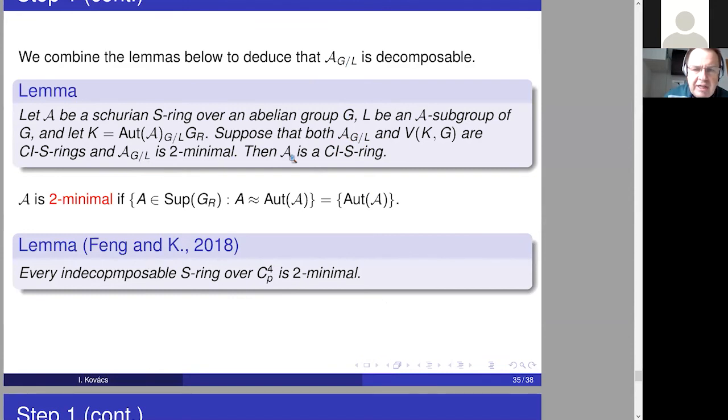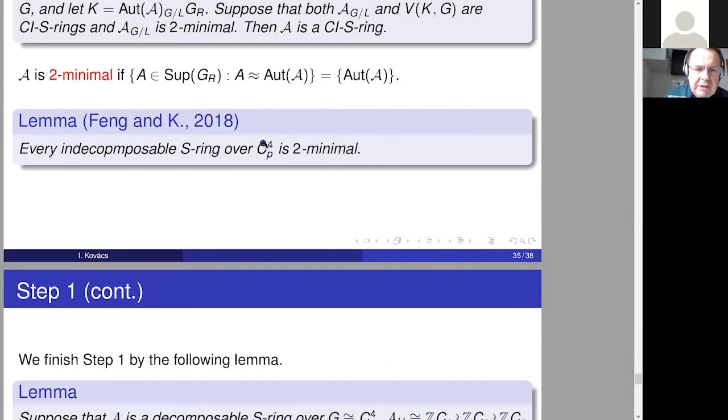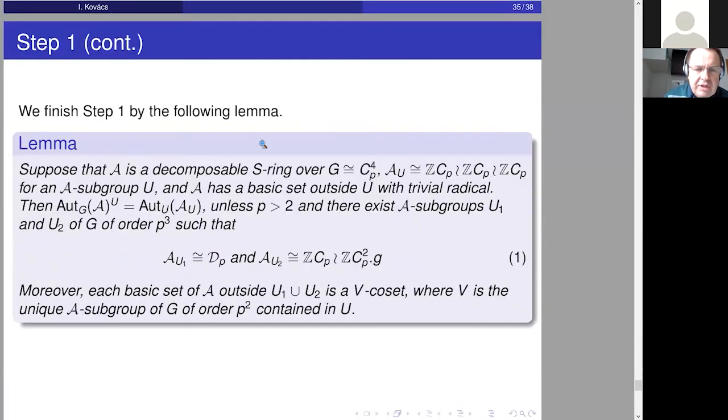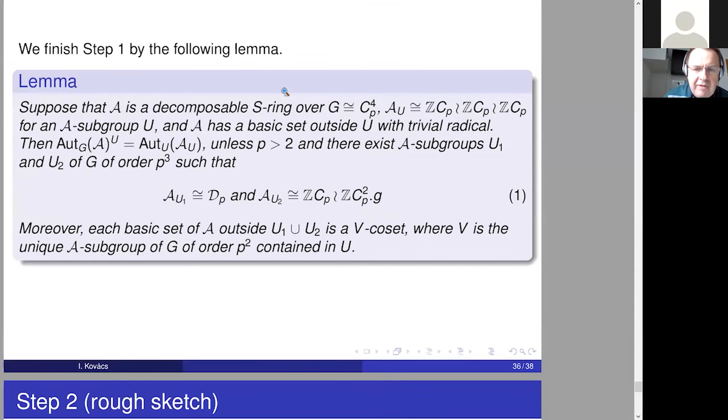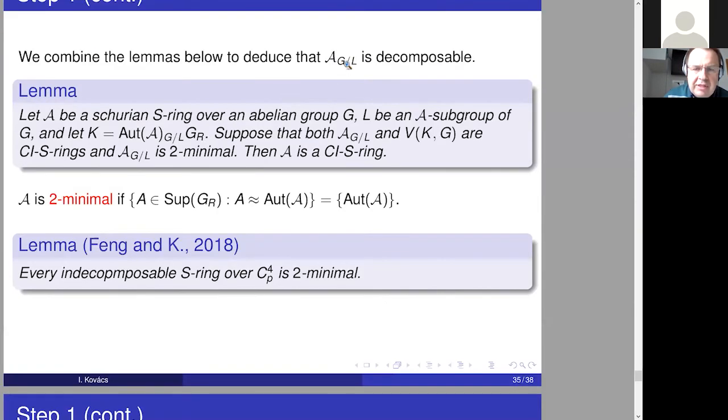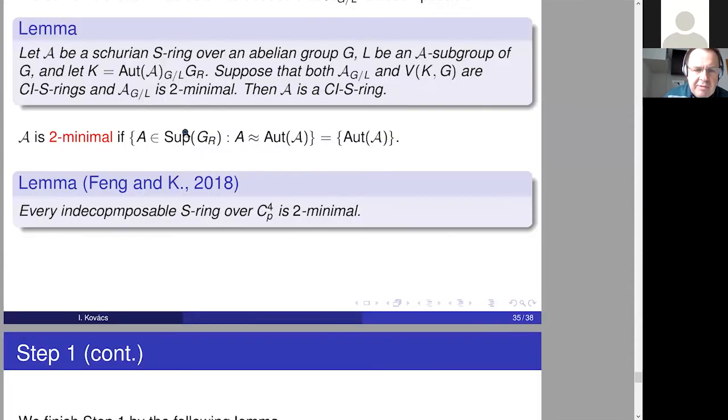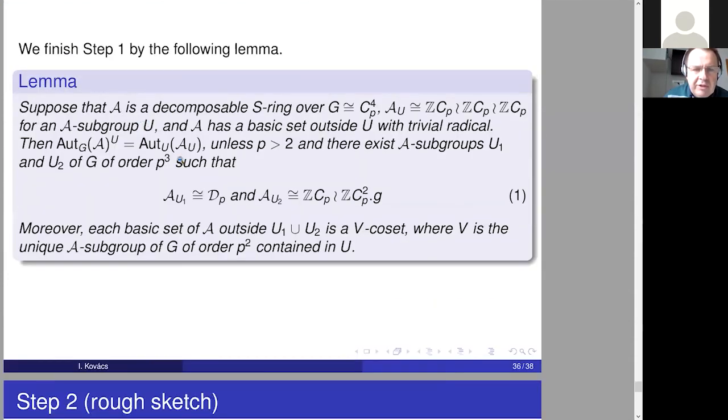And we just check that these are also true, so we can assume that the S-ring is decomposable. And we finished step 1. We know that we have a generalized wreath product, and we have an S-ring. The quotient is a decomposable S-ring, and we just proved this lemma for decomposable S-rings over the group Z_p^4.